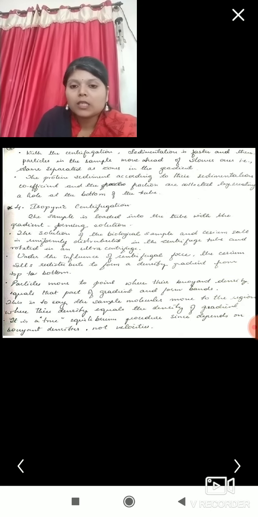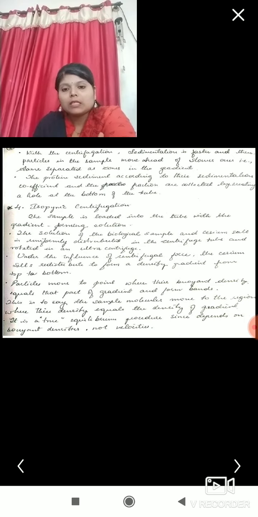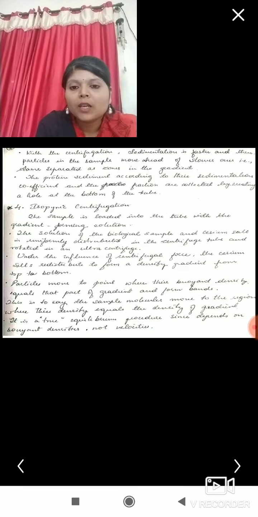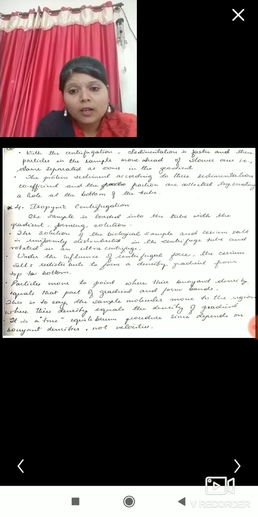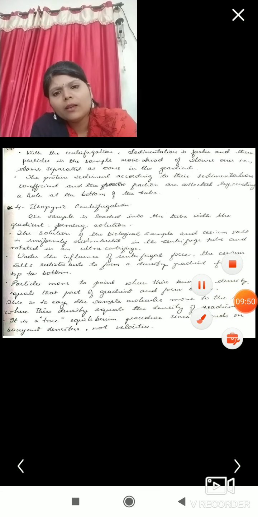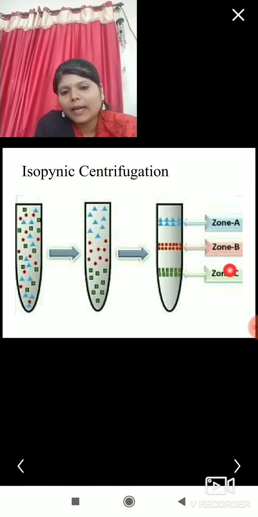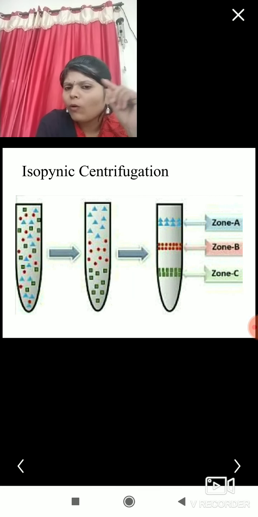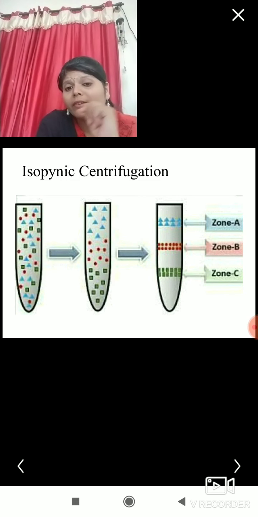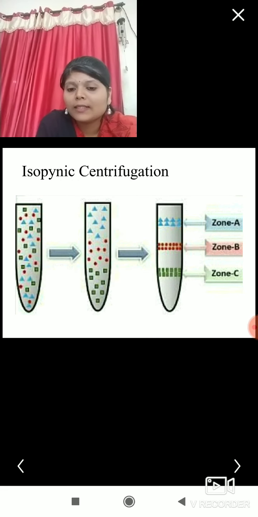So next is the isopycnic centrifugation, where the sample is loaded into the test tube with a gradient-forming solution. The solution of the biological sample is taken here, maybe some eggs you can say. See all the different types of eggs, zones A, B, and C. This is also similar to the zonal gradients, but the difference here is that the density of the solutions is more or less similar.